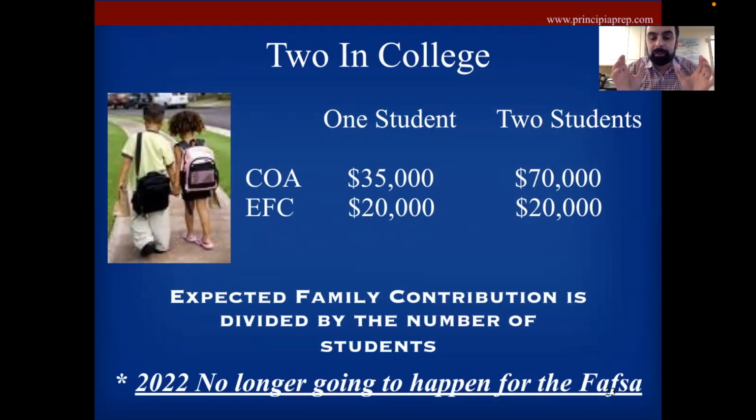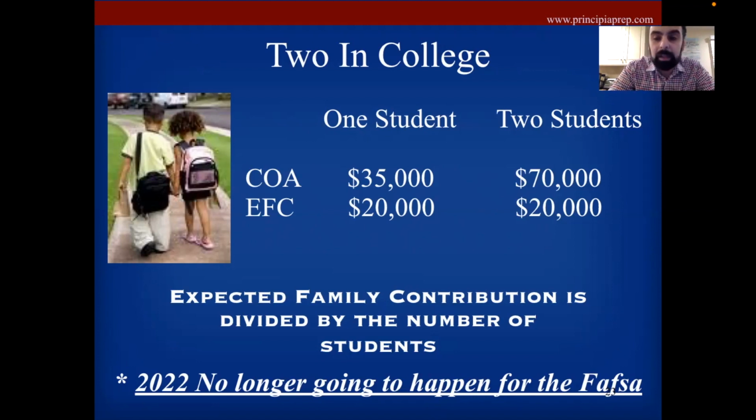Let's just say you have 2 students going off, and they each have colleges costing $35,000 apiece. By the way, they don't need to go to the same college. One student can go to community college, another to an Ivy League, another to public school, in-state or out-of-state, it doesn't matter. As long as they're going to accredited programs, it counts as multiple students in college. The reason I'm using $35,000 for each student is to make the math easy. So we have $70,000 total cost.